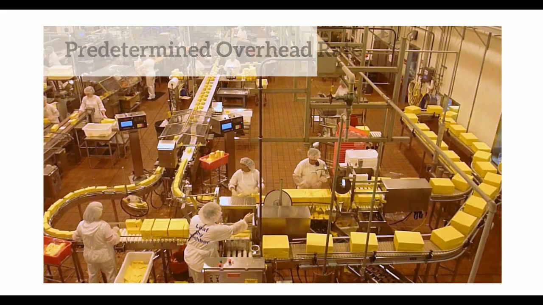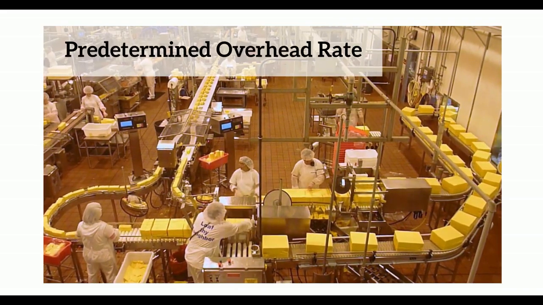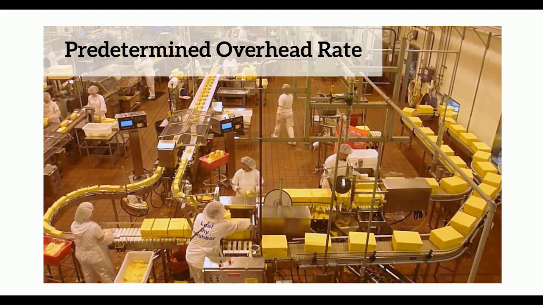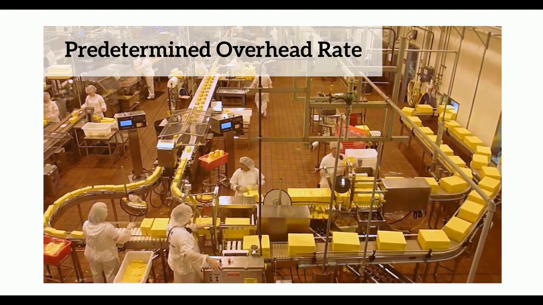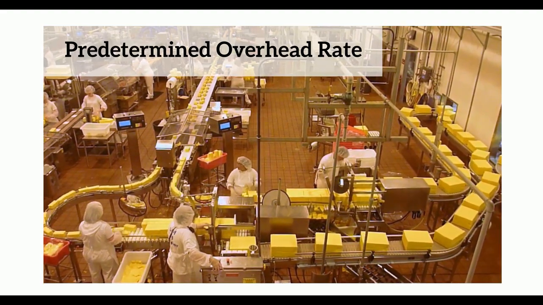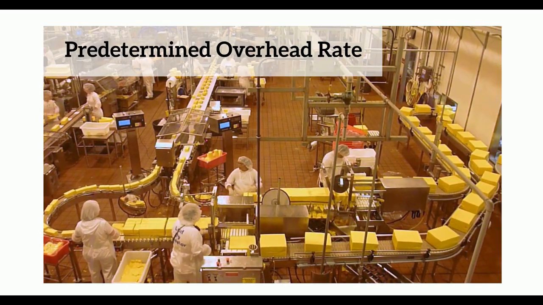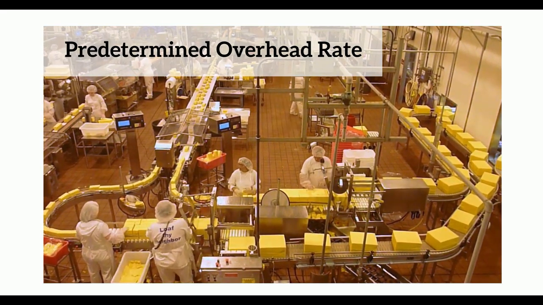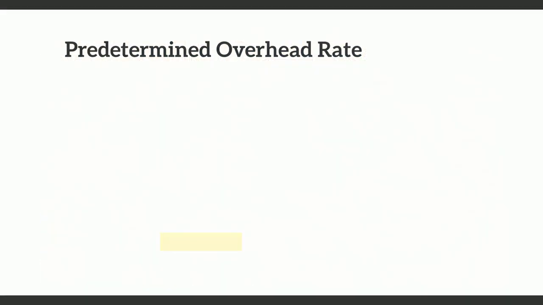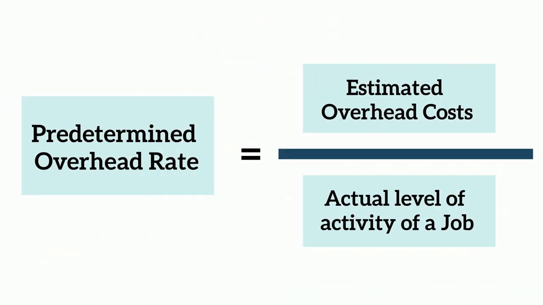As a manufacturer, it's important to understand how to apply overhead costs to jobs and calculate the total cost and unit product cost of a job. In this video, we'll explain how to do this using a predetermined overhead rate. To apply overhead costs to jobs, we first need to calculate the predetermined overhead rate for each job.